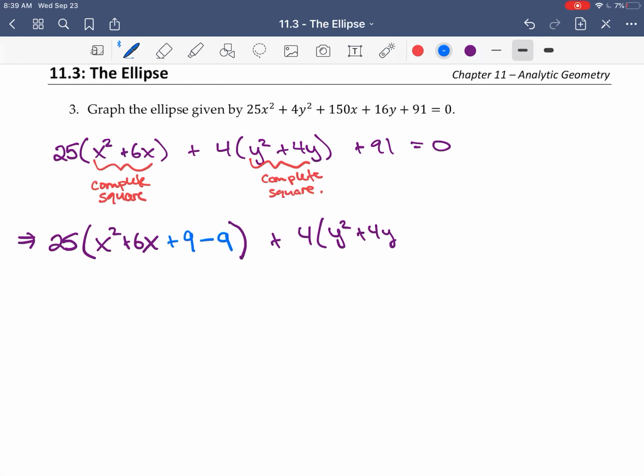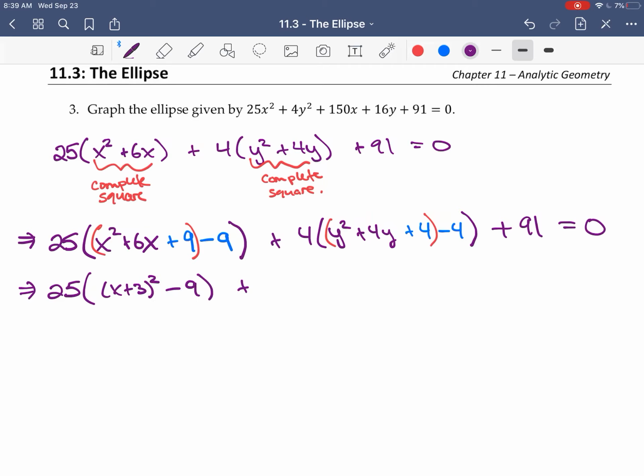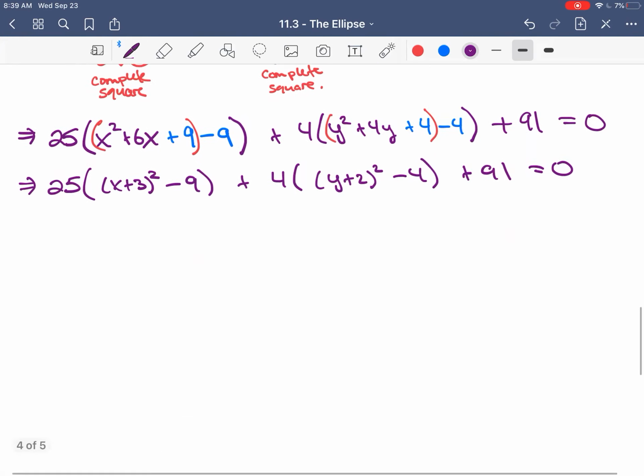Half of 4 is 2, so I need to add 2 squared, which is 4, and also subtract 2 squared. So add and subtract 4, again within that bracket. Okay, and then this part here is a perfect square, and this part here is a perfect square. So that's going to be 25 times x plus 3 all squared minus 9, plus 4 times y plus 2 squared minus the 4, plus 91.